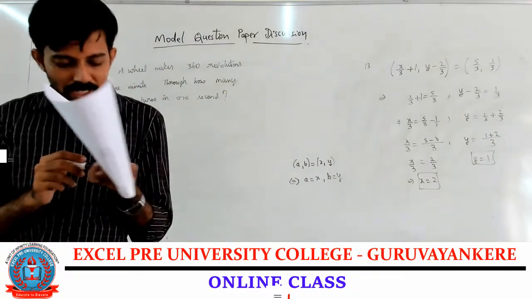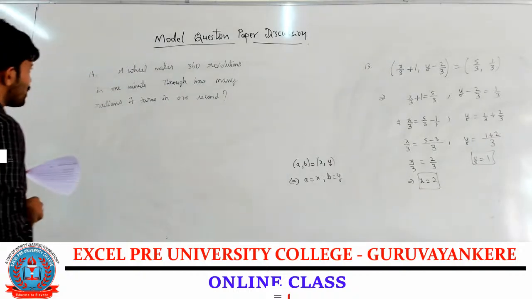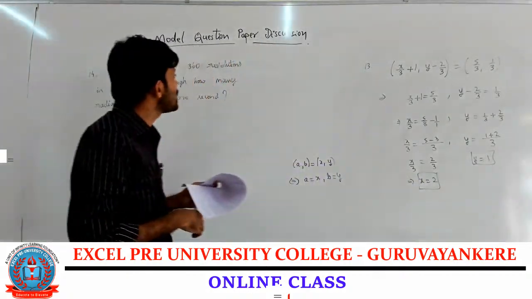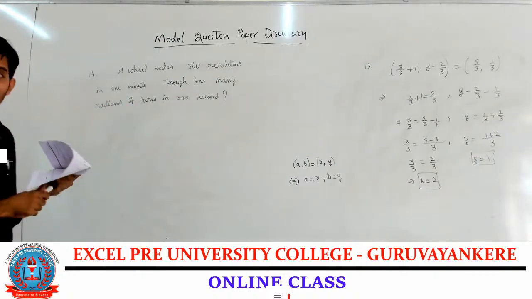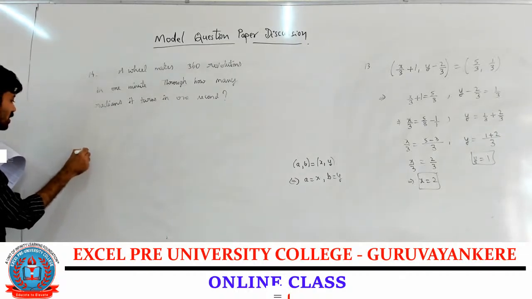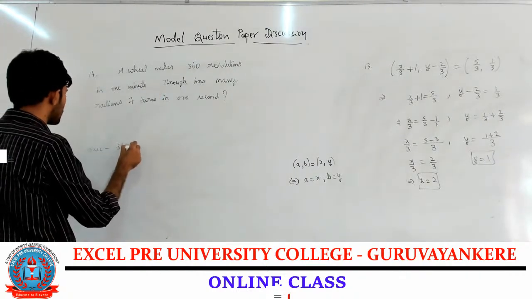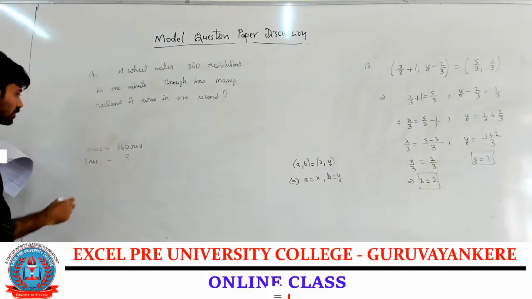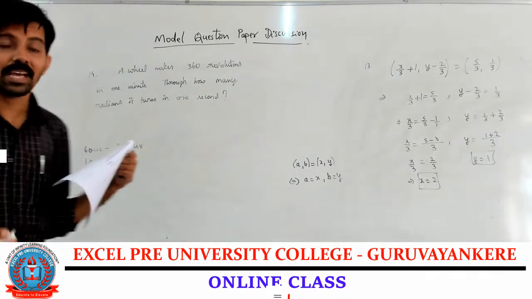The wheel makes 360 revolutions in 1 minute. One revolution means it covers an angle of 2 pi radians. You know this. 360 revolutions in 1 minute. In 1 second, how many radians does it make? 1 minute is 60 seconds, you know. In 60 seconds it makes 360 revolutions. So we find out how many revolutions in 1 second.